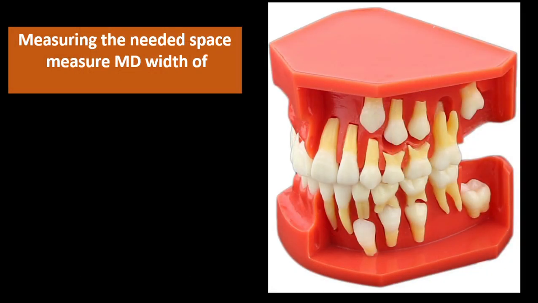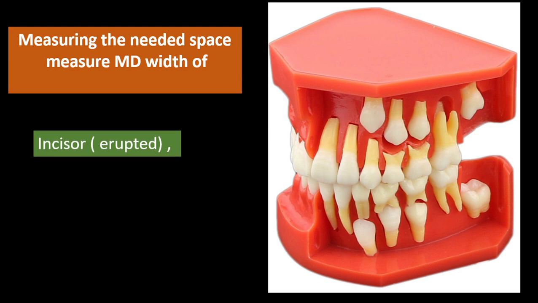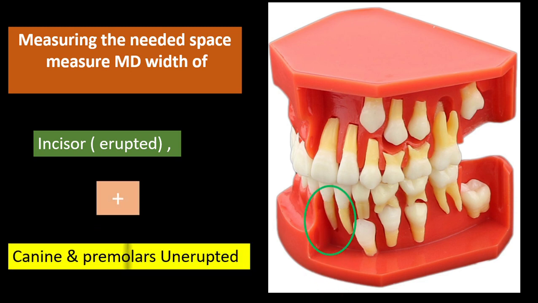In the second phase, which is measuring the space required or space needed, we are going to measure the mesiodistal width of the erupted teeth plus the mesiodistal width of the unerupted teeth in order to estimate or calculate the space needed.